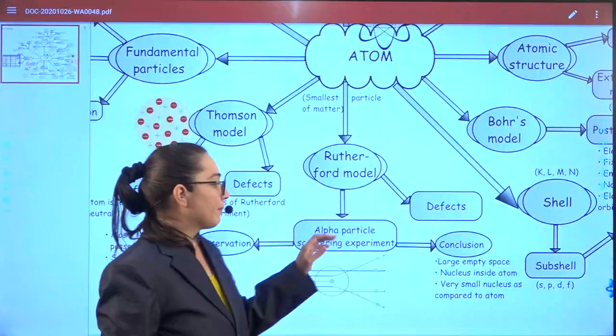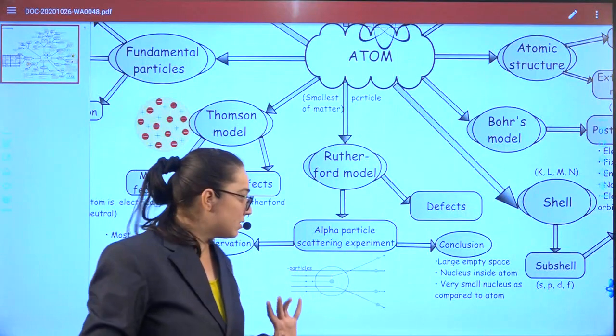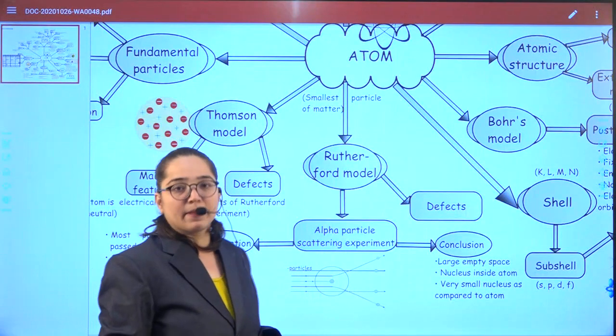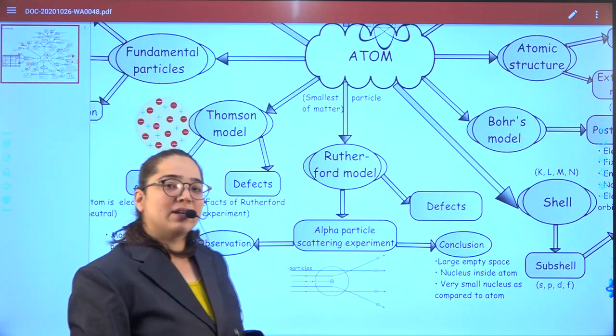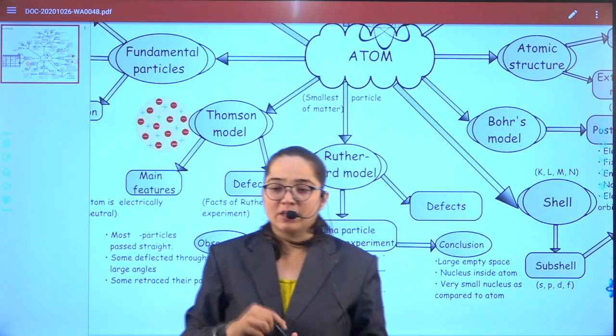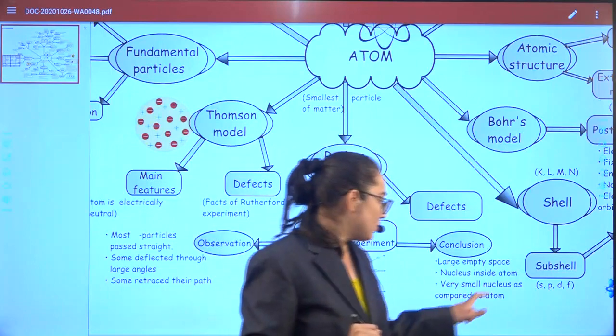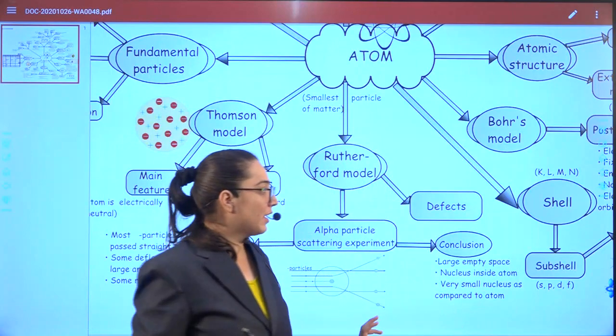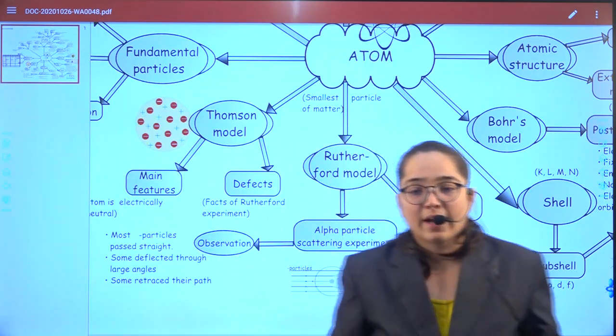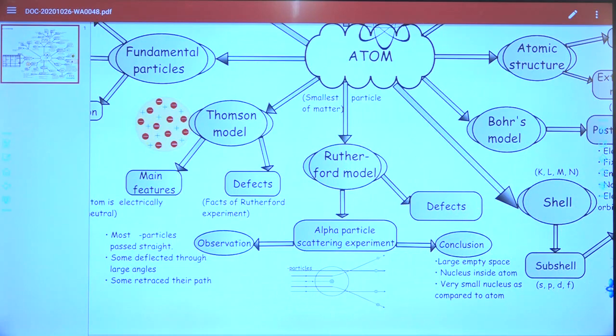That is, atom is hollow from inside. There is large empty space. There is a nucleus inside the atom that is carrying the charge which is equivalent to the charge of the nucleus. So very small nucleus as compared to the atom we are having. Okay, kindly take the screenshot of this content, then we'll move further.